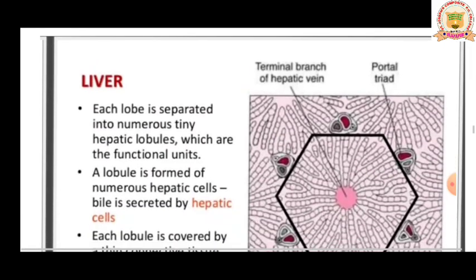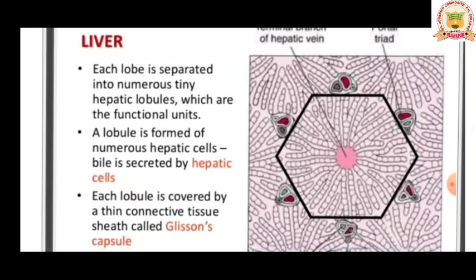Each lobe is separated into numerous tiny hepatic lobules, which are the functional unit of the liver. We call it the hepatic lobule. My dear students, the lobule is formed of numerous hepatic cells, and these cells secrete bile. Each lobule is covered by a thin connective tissue sheath called Glisson's capsule.